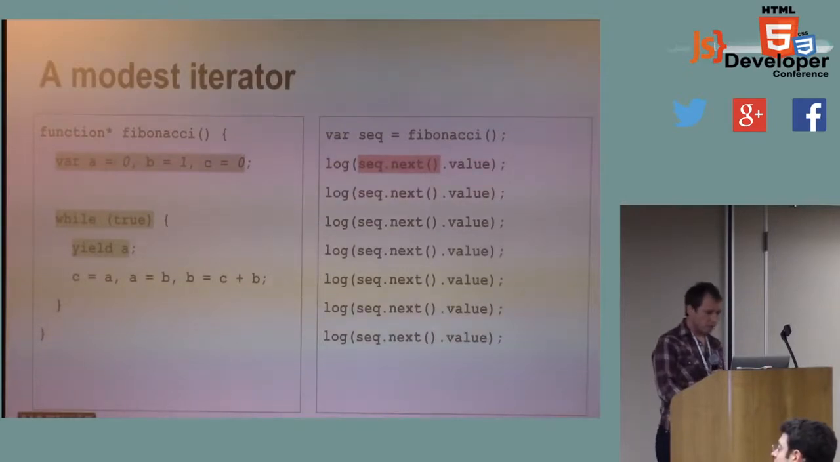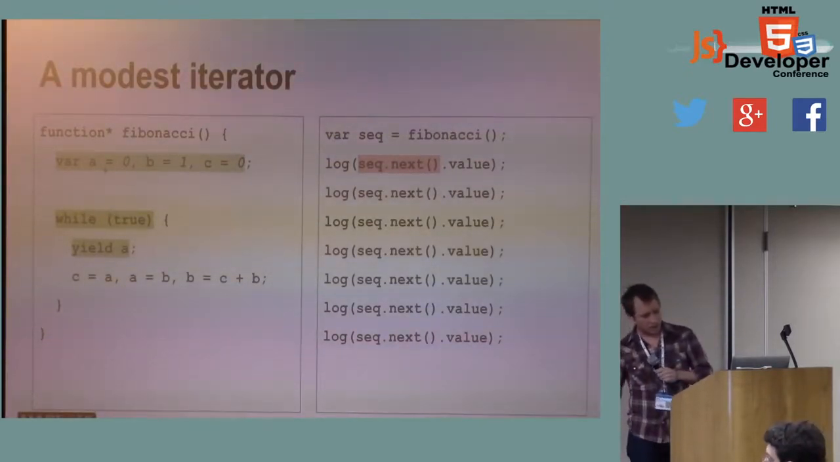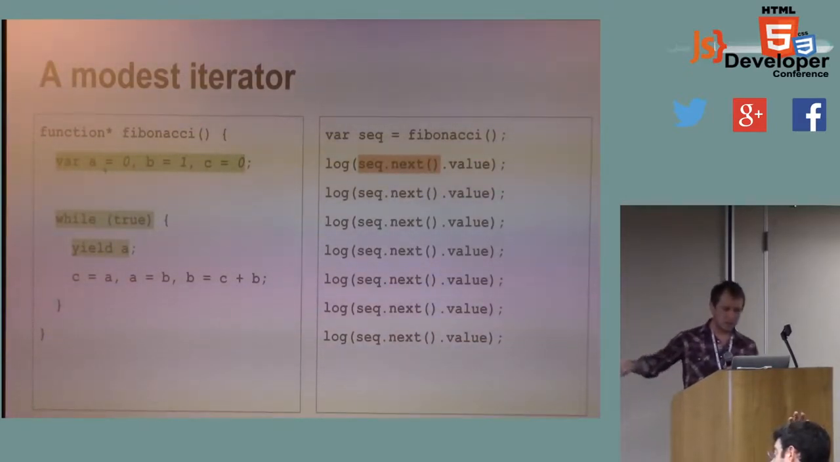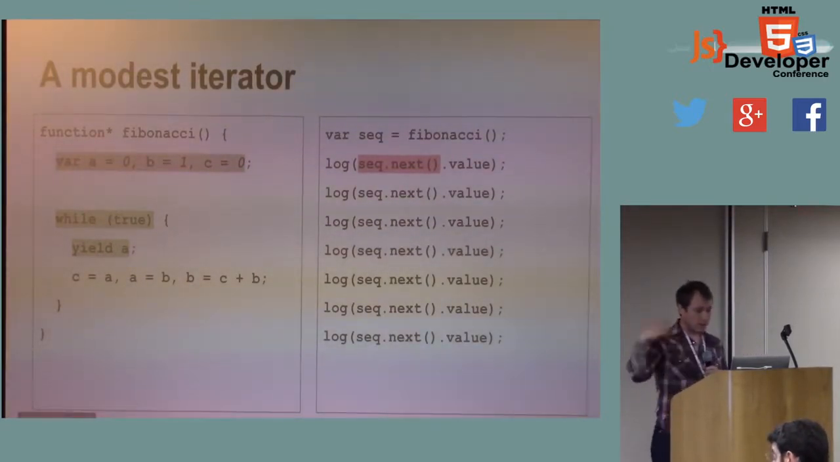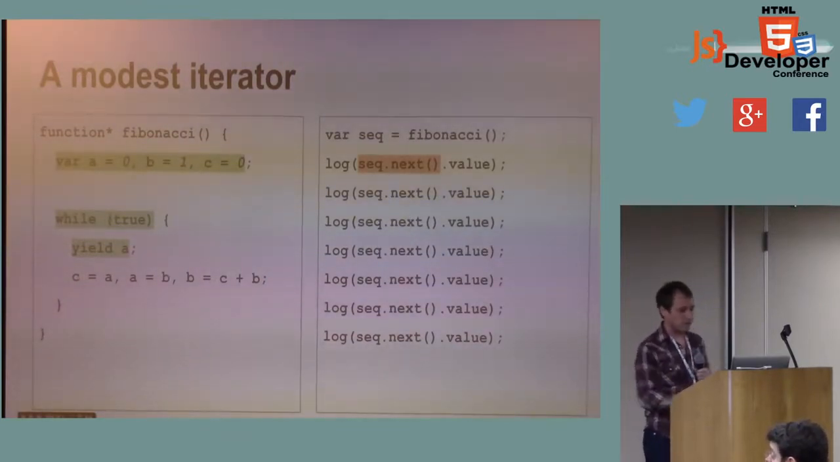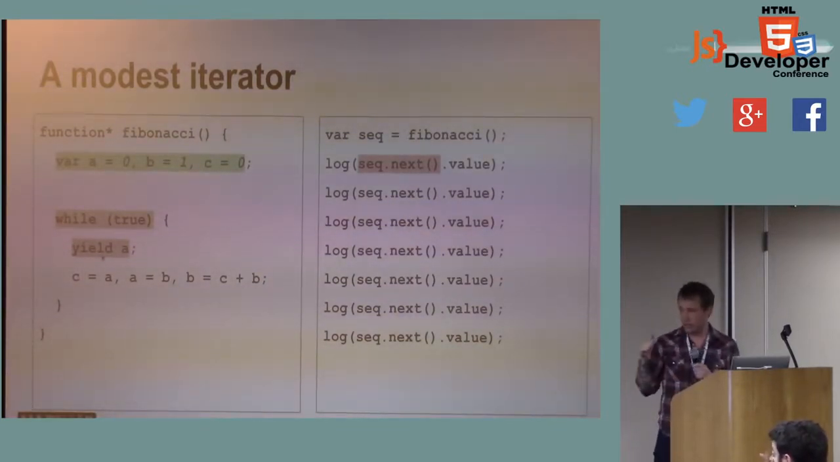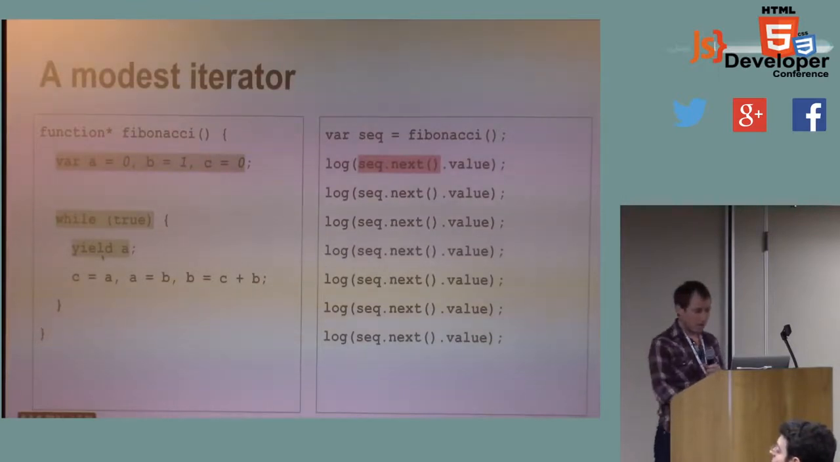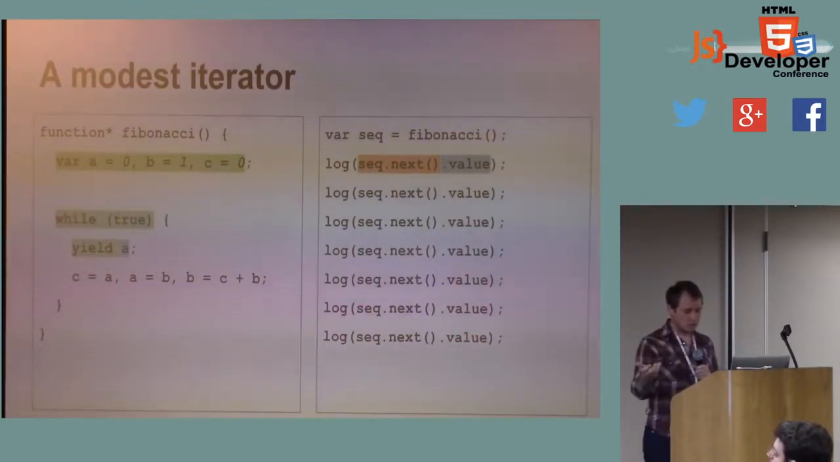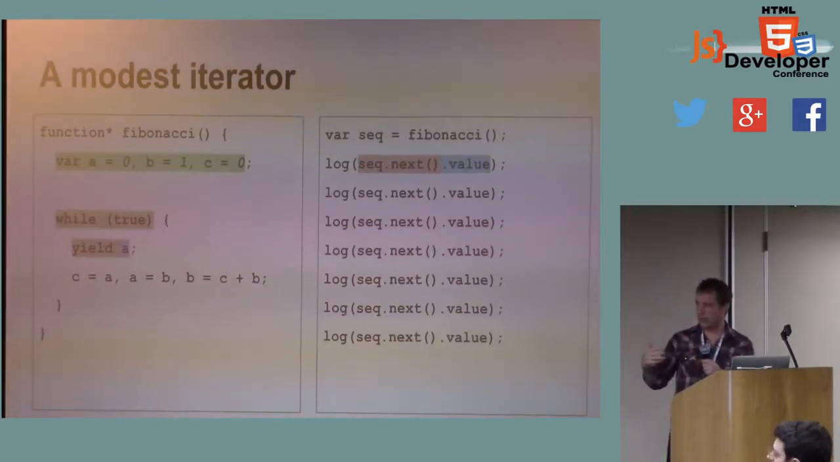So I'm going to do some variable declaration. I'm going to declare A, I'm going to declare B, I'm going to declare C, and I'm going to do some assignment. And then I'm going to hit this while, and I'm going to evaluate the expression on the right side of while, which is true, because I typed the word true in there. And then I'm going to hit my first yield operator. What that's going to do is yield the result of evaluating the expression on the right side of the yield operator back to the caller of the generator function.